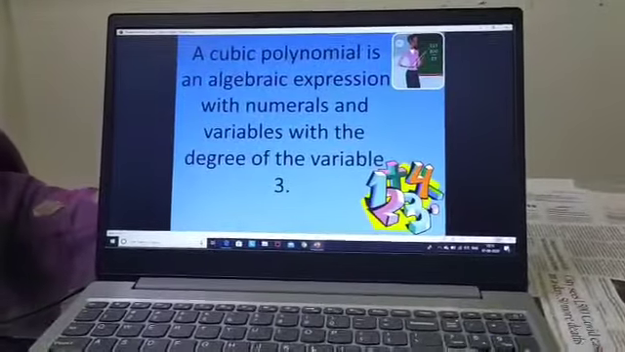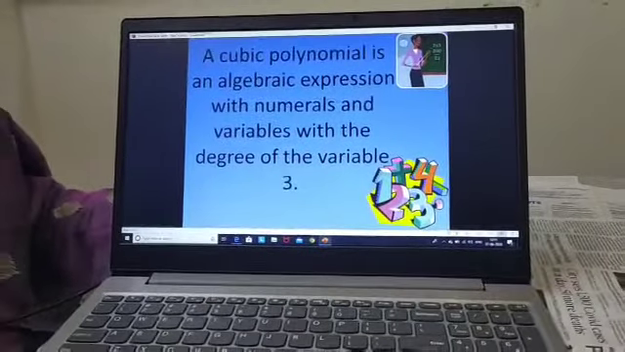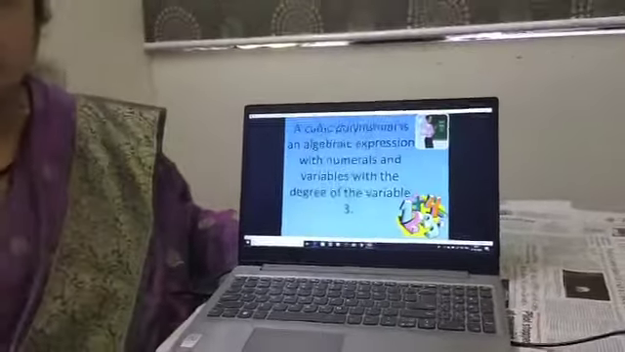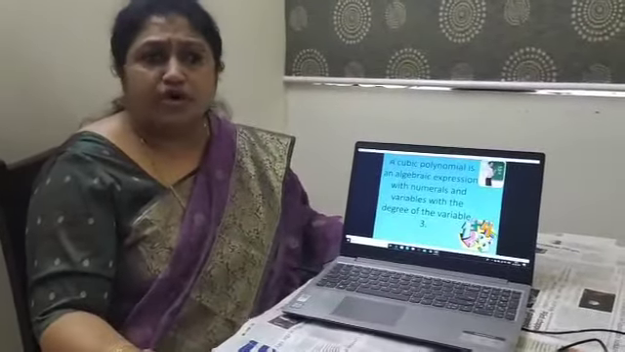What do you mean by a cubic polynomial? Let us have a recapitulation first. What do you understand by the degree of a polynomial expression? As you have learned in 9th class, the degree of a polynomial expression is the highest power of the variable in that particular polynomial expression.